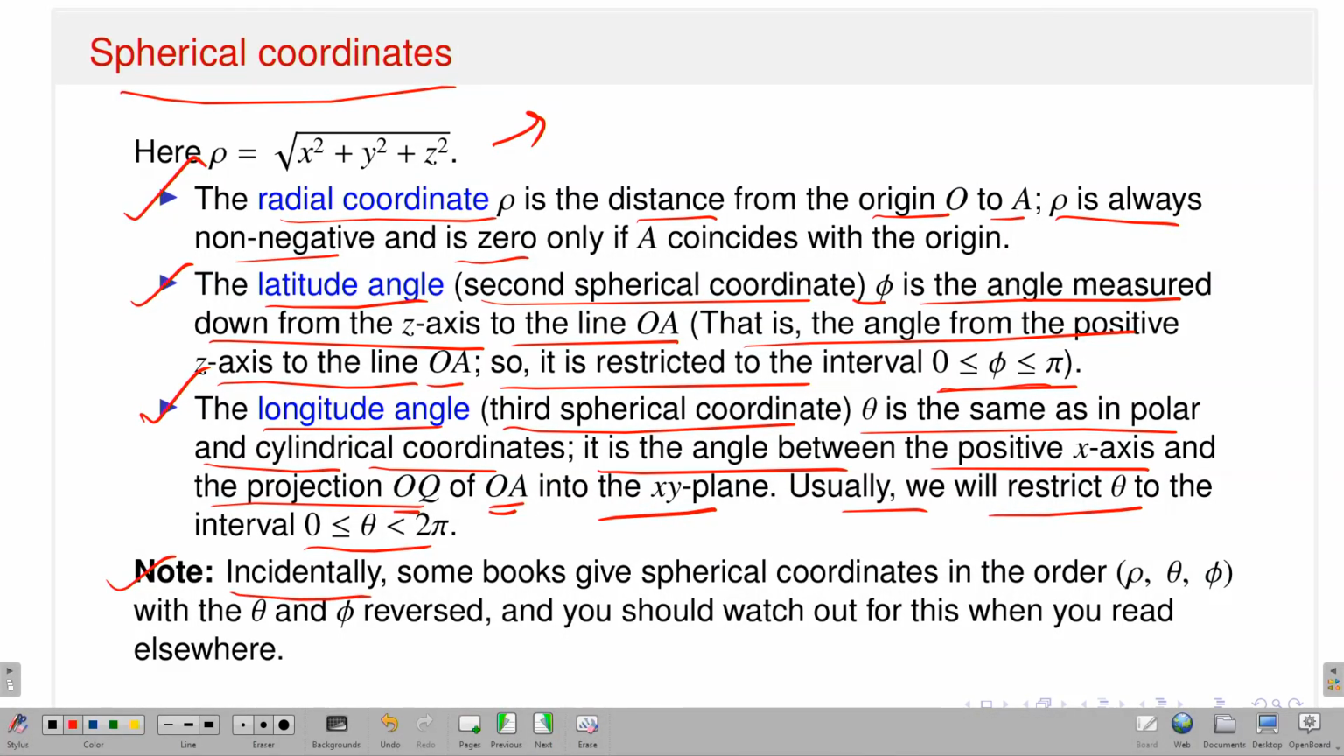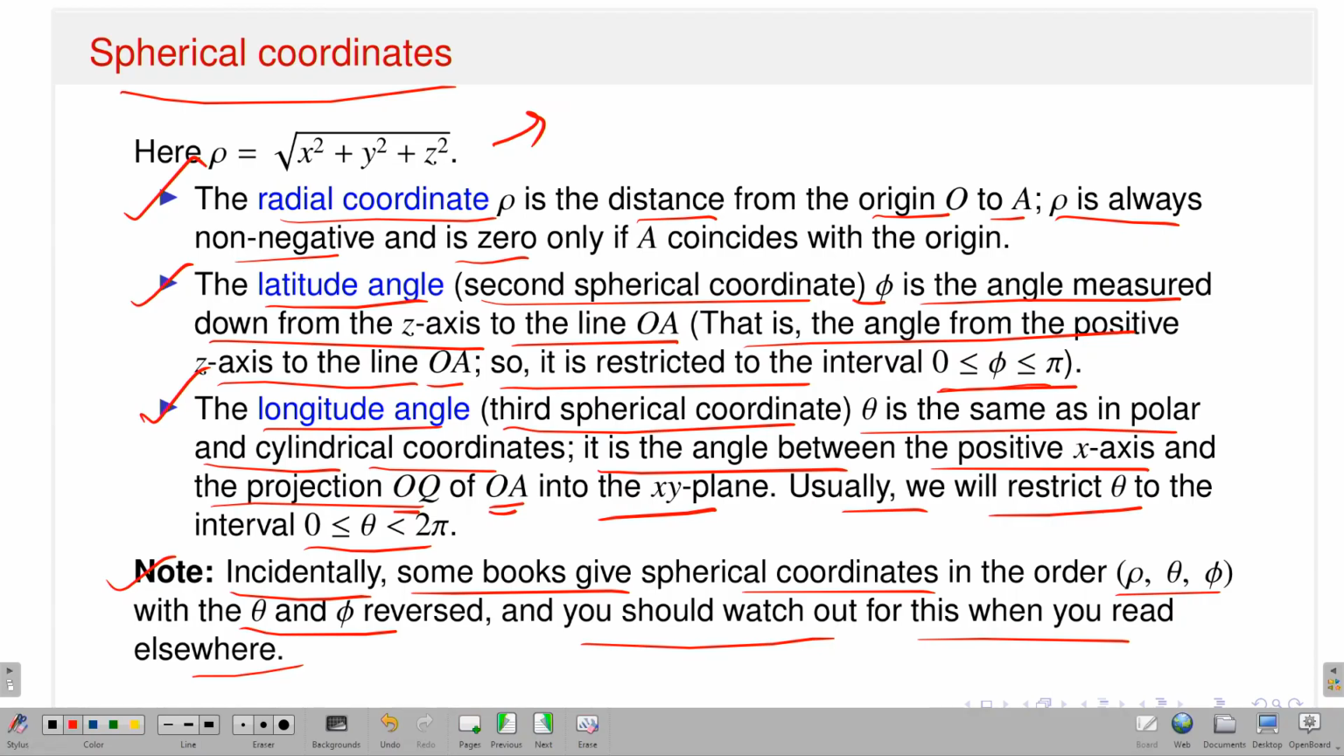It says that incidentally, some books give spherical coordinates in a different order. Instead of rho phi theta, it gives actually rho theta phi, where theta and phi are reversed. So latitude angle and longitude angle, they somehow change it. So phi theta becomes theta phi. Okay, and you should watch out for this when you read it elsewhere.